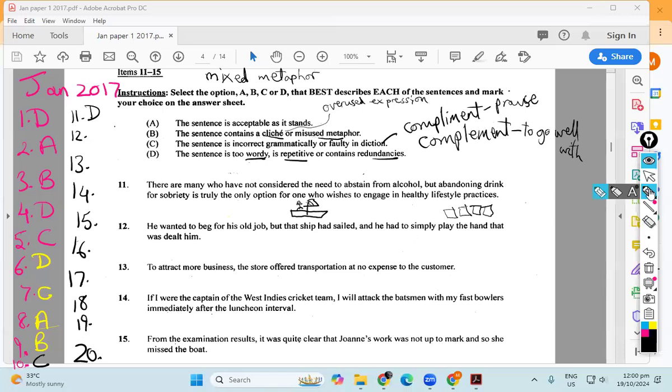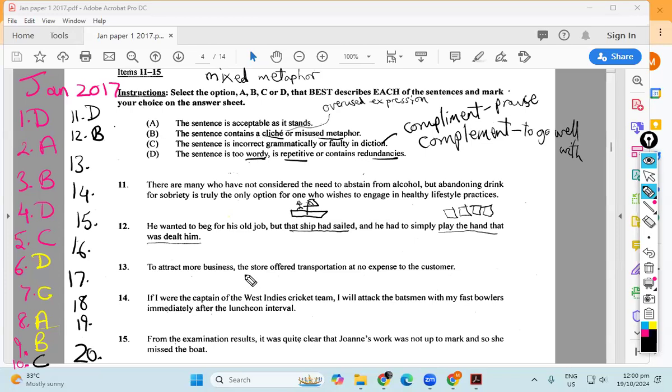Yeah. It's kind of ironic when you're in primary school, we teach you all these things and we tell you use them in your composition and all these things. And then you get to secondary school and we say, no, these are tired and overused. Don't use them anyway. But that's what is happening, right? So the ship had sailed is a cliché, play the hand that was dealt you is a cliché, but also it's a mixed metaphor, right? So that is B. 12 is B.